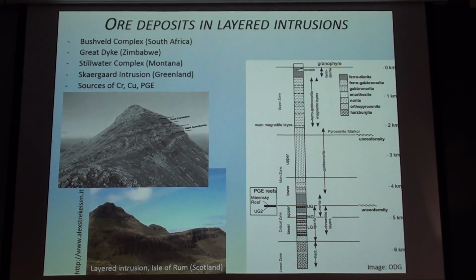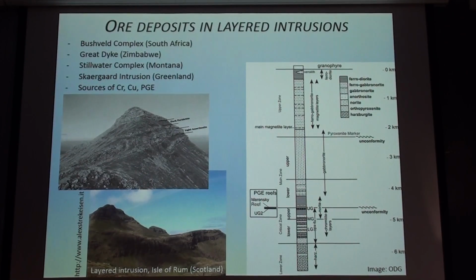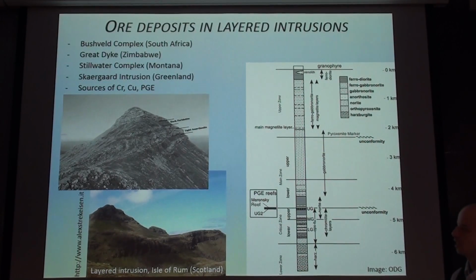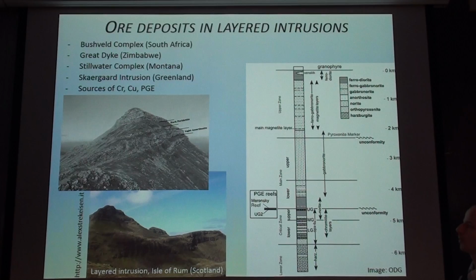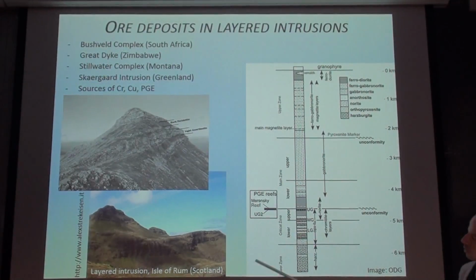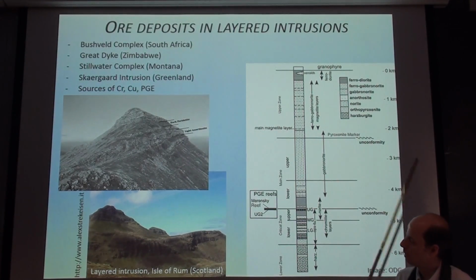So now we look at PGE deposits in layered intrusions. And layered intrusions are basically, as I said, magma injected in the crust in a magma chamber, and due to decreasing temperature, it starts to crystallize, and different mineral phases crystallize at different temperatures at different times. So we form layers of initially mafic minerals, olivines, followed by pyroxenes and later phases, and so we end up with layered bodies, as you can see here. This is in the Isle of Rum in Scotland.